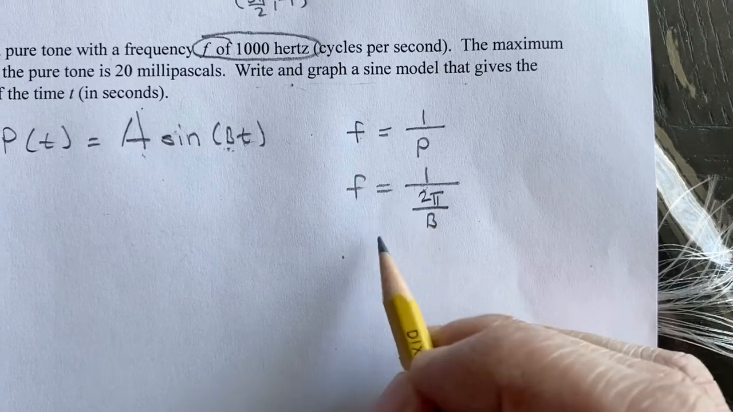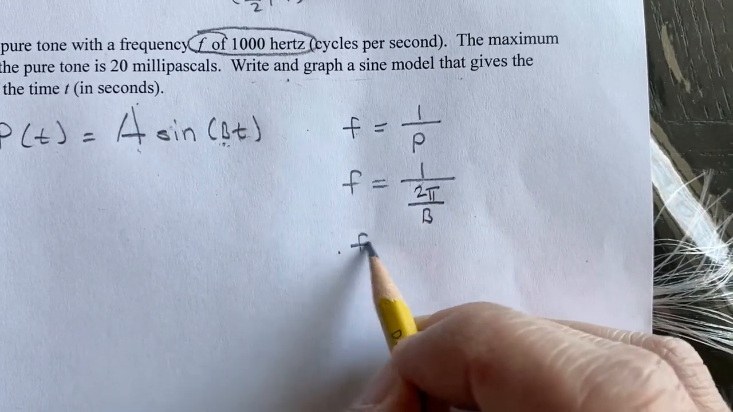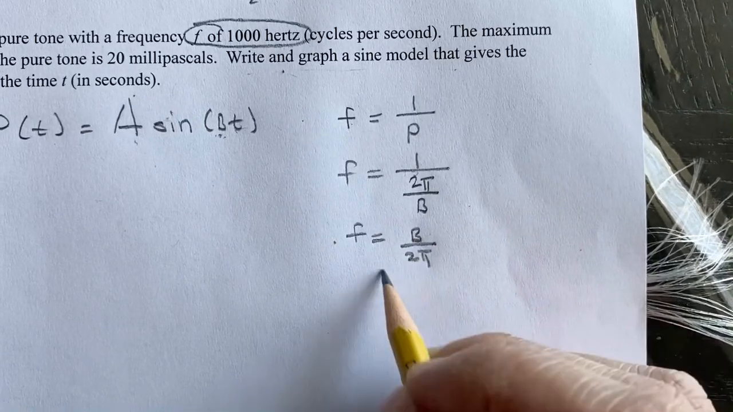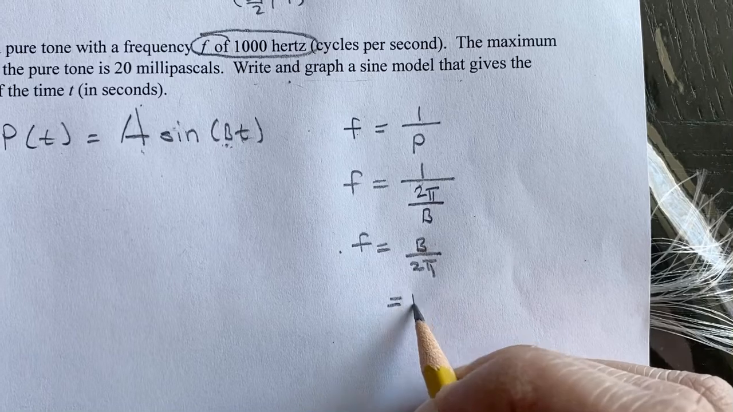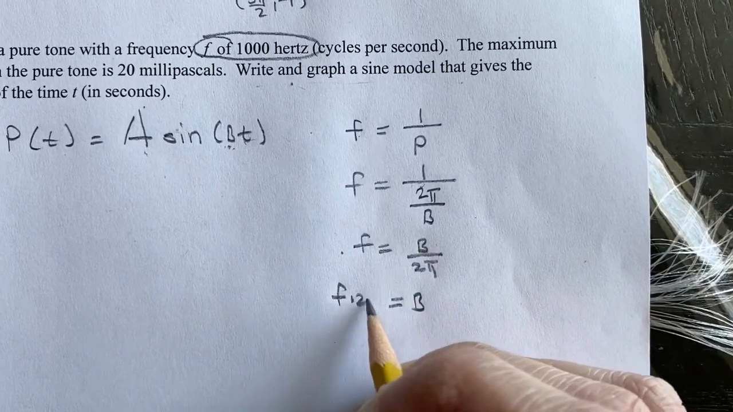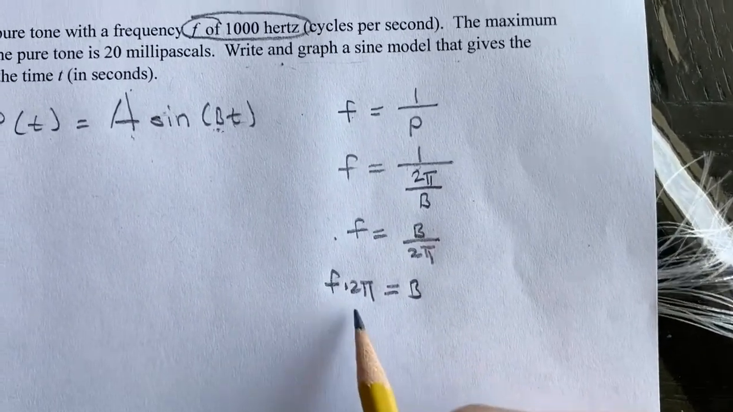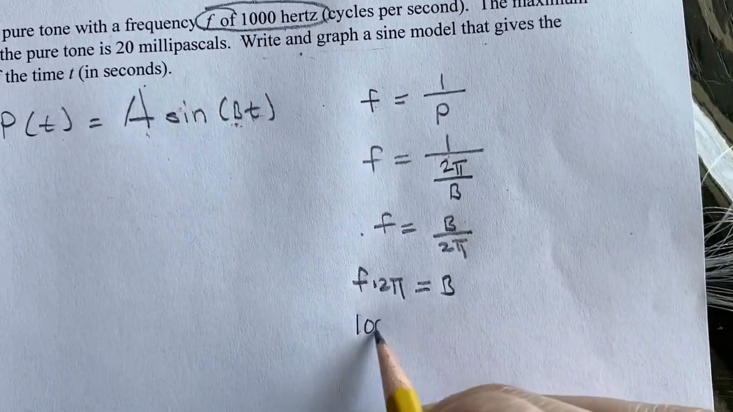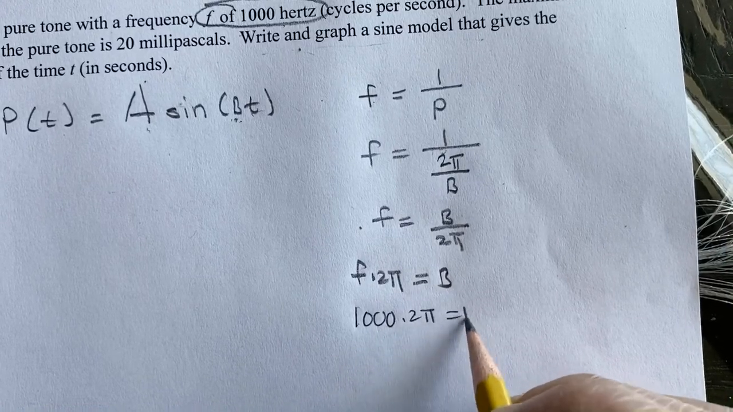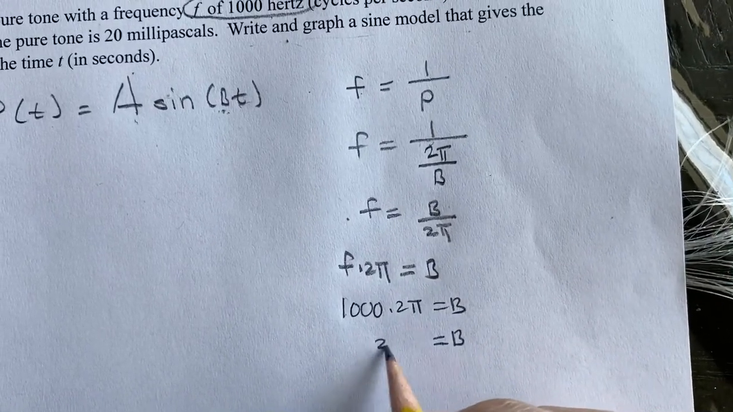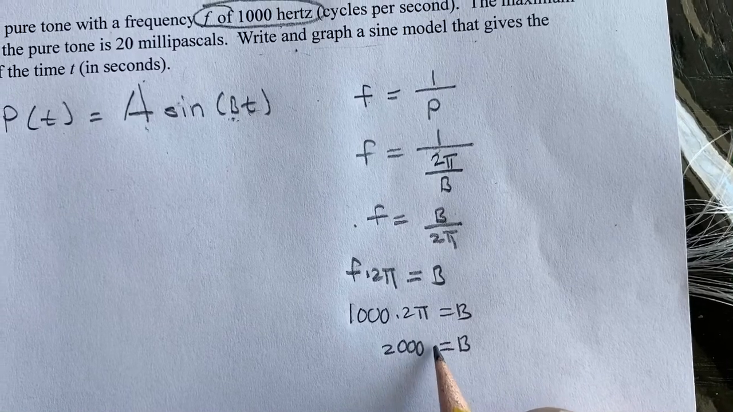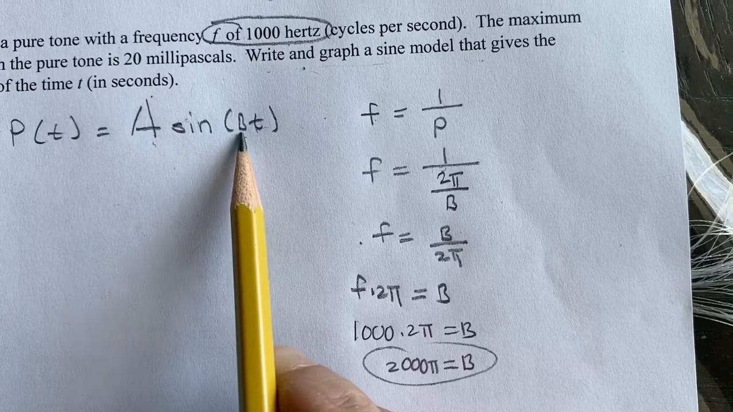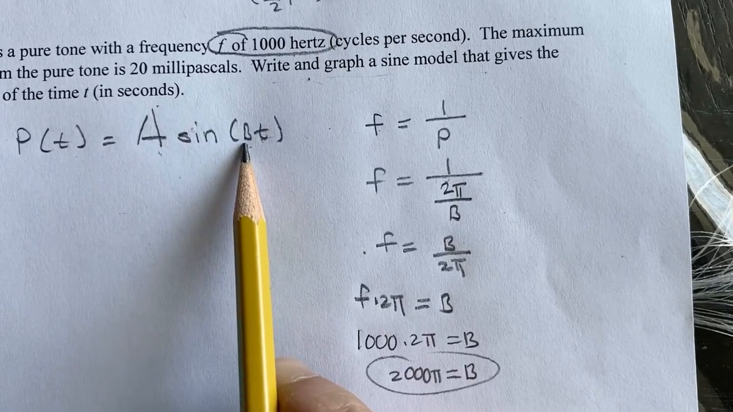And this looks kind of complicated, but you can flip this. Frequency is B over 2 pi. And now, if you cross multiply, your B is F times 2 pi. And what was our F? Our F was 1000 hertz. So we're just going to multiply over here. Your B is 2000 pi. Okay, so that's what we're going to insert into this letter right here.